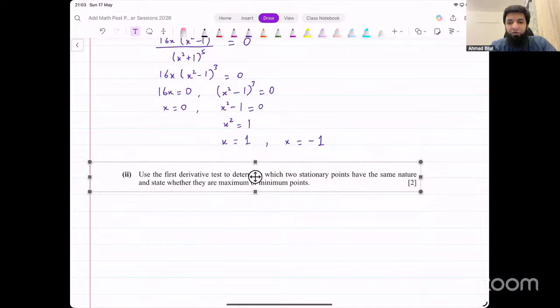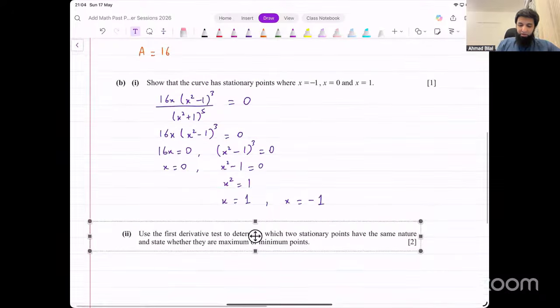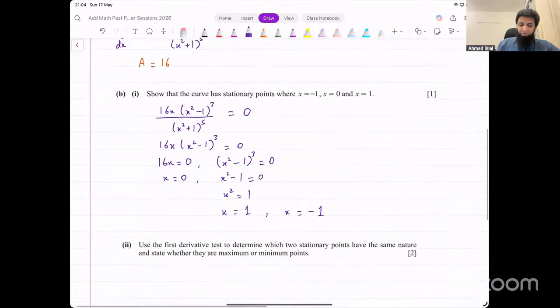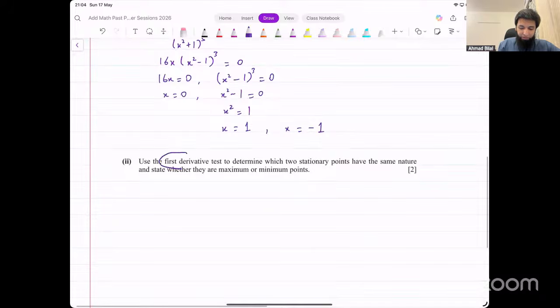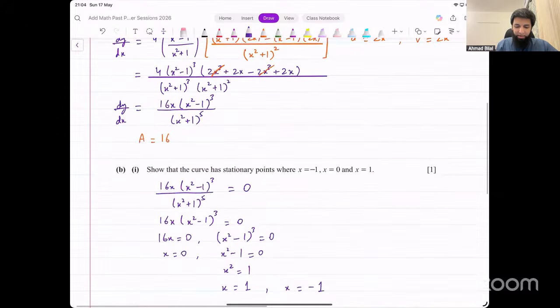In general, what you do for that is you find the second derivative. If the second derivative is positive, you say it's a minimum point. If the second derivative is negative, you say it's a maximum point. The problem here is, number one, they have told you to use the first derivative test, so we can't use the second derivative. And number two, finding the second derivative from this is going to be pretty complicated, right?